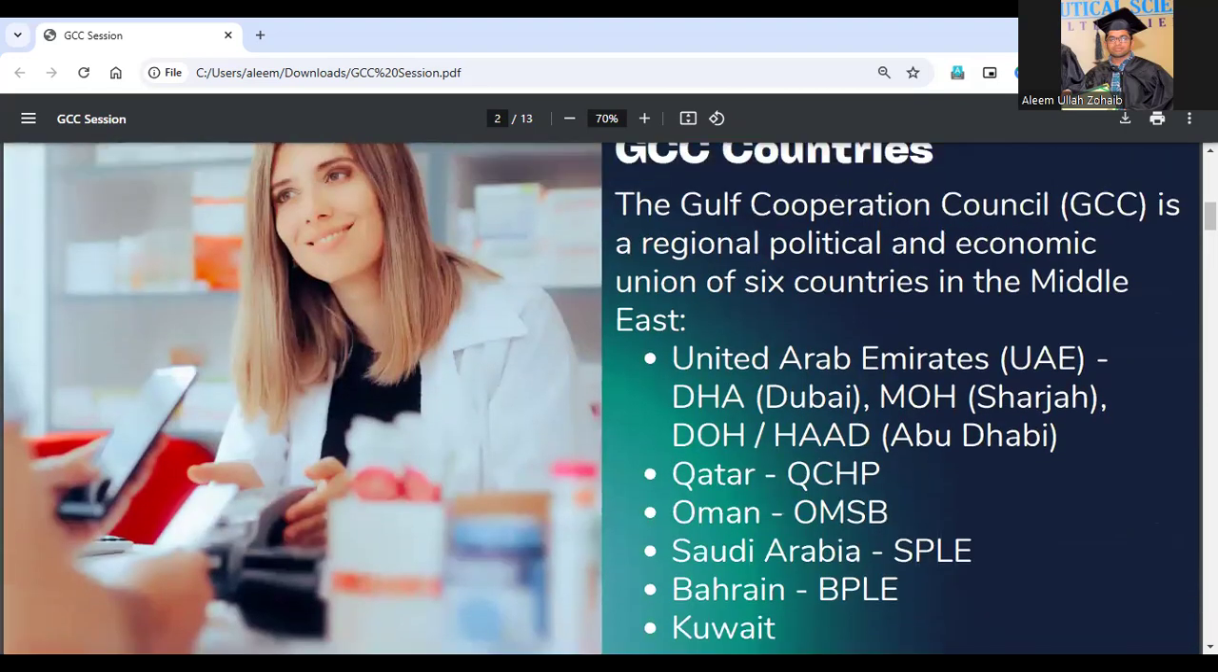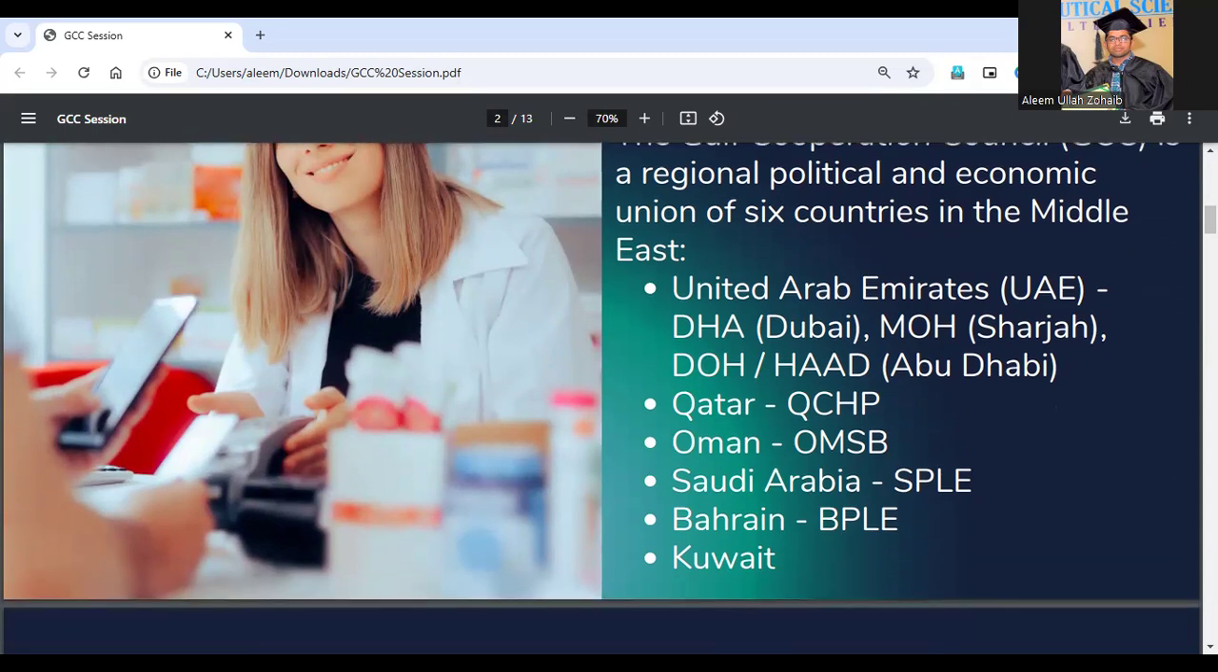Every country has a different exam. Like the United Arab Emirates has 3 different exams: DHA for Dubai, MOH for Sharjah, DOH for Abu Dhabi. Qatar QCHP, Oman OMSB, Saudi Arabia SPLE, Bahrain BPLE.